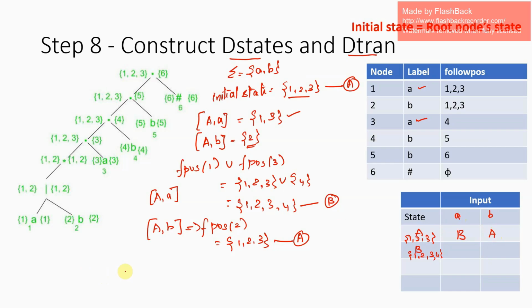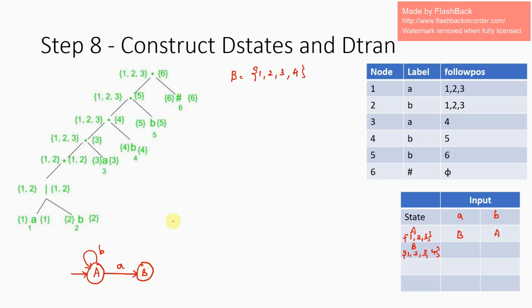Now we draw the transition diagram. We have the start state A, and based on the symbol A, we are moving from state A to state B. And based on the input symbol B, we are moving to the same state.